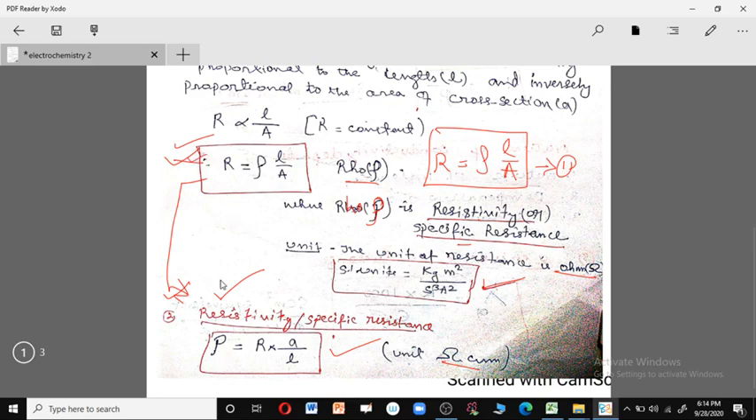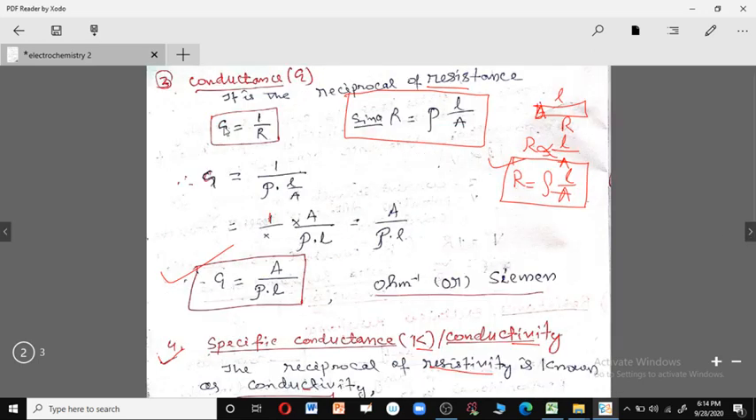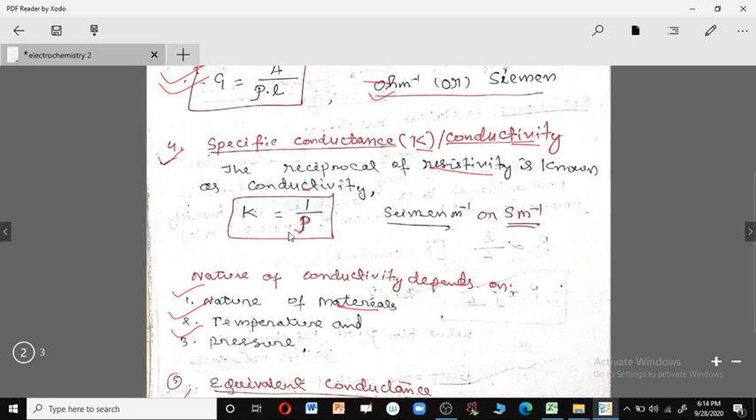So if you know these two formulas, the conductance is the reciprocal of this resistance. So this R we have just discussed, and G equals 1 by R; if you multiply the numerator and denominator, you will get this formula. The unit is ohm inverse or Siemens, right? And specific conductance is the reciprocal of rho, that means reciprocal of resistivity, and it depends on the nature of the material, temperature and pressure.